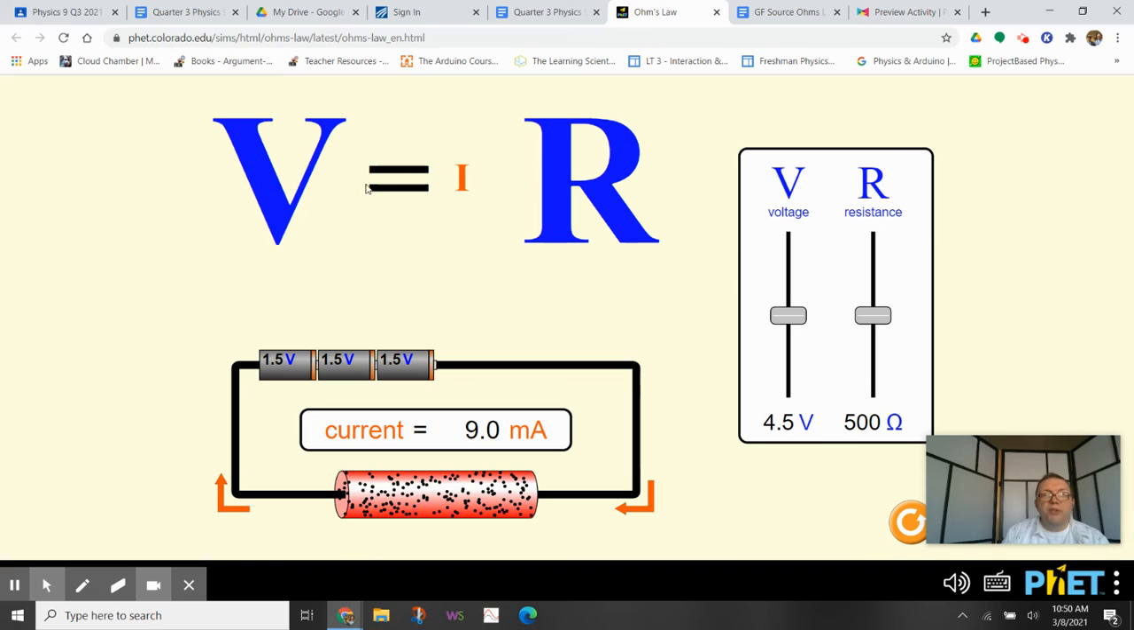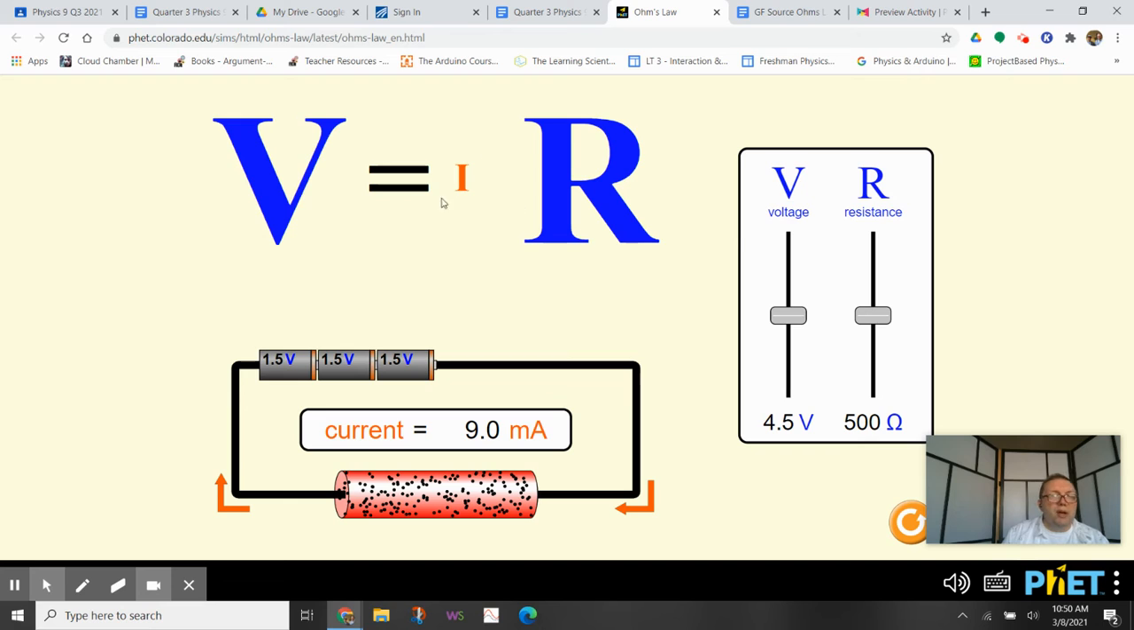So this is still Ohm's law, but instead of I on one side and V and R on the other, they put V on one side and IR on the other. This is still Ohm's law, just rearranged and solved for something else. And this isn't going to be a life-changing simulation, but it's a nice representation.